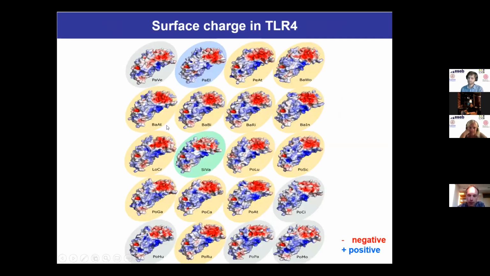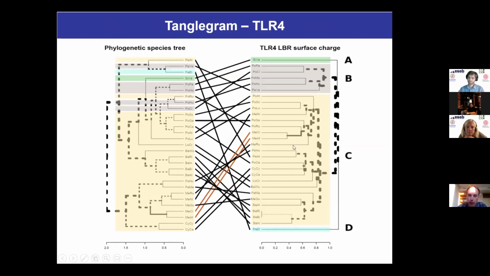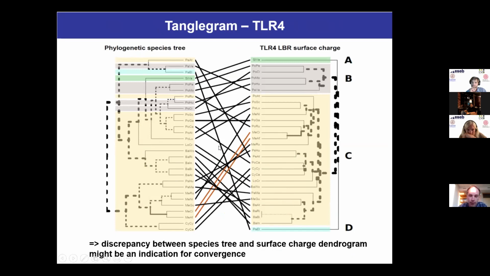And then we also calculated the surface charge distribution on these TLRs, which is shown here for TLR4, and asked whether this surface charge distribution evolves in a convergent manner. For doing so, we compared the surface charge dendrogram with the phylogenetic species tree. And as you can see here, there are a lot of discrepancies, which is an indication of convergent evolution.